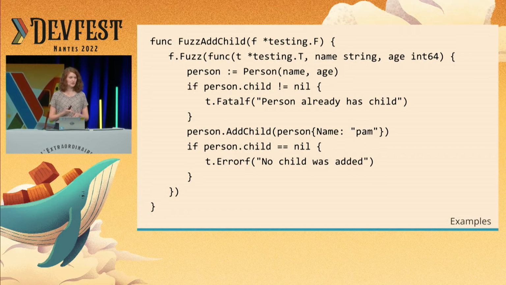Instead of passing a struct as a fuzzing argument, you should just pass the data you need to construct your struct and then use it. So in this case, I have a string and an integer, and then I'm just using that to create that person object that I need, and then I can use it. So there's not that much extra code that you need to write.